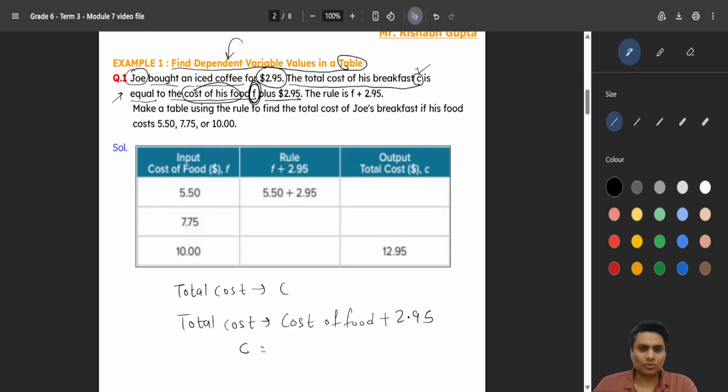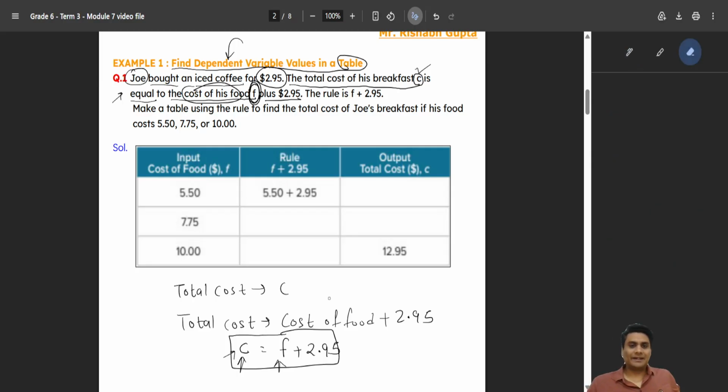So C is equal to the cost of food F plus, for the iced tea, I have paid $2.95. So this is my equation, the relationship between the total cost of the breakfast and the cost of the food. Imagine if you go to a cafe now, which one is dependent here, which one is independent?